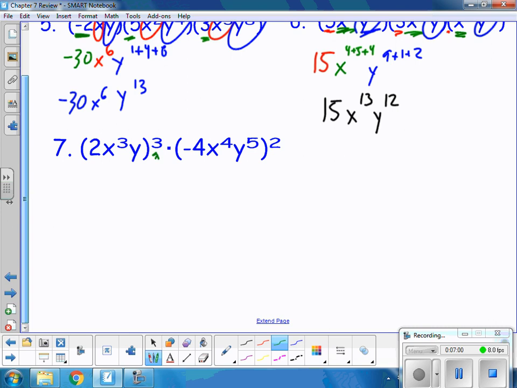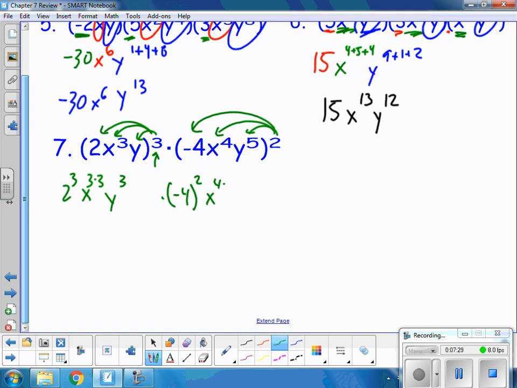So for this guy, we've got a cubing here to do, so I've got to cube all the pieces here. So this becomes 2 to the 3rd power times x to the 3 times 3 times y to the 3rd, times, and I'm squaring all the pieces here. So that's negative 4 in parentheses, because I'm doing the whole thing to the 2nd power, times x to the 4th to the 2nd power, times y to the 5th to the 2nd power.